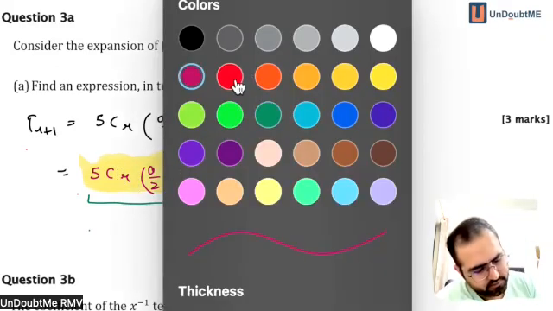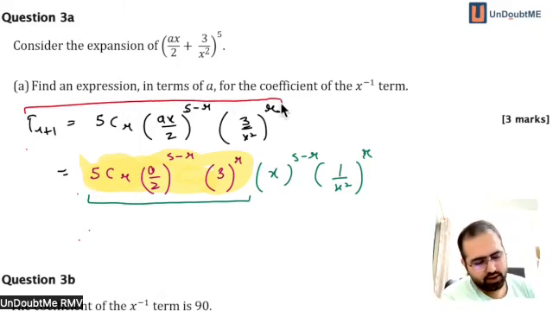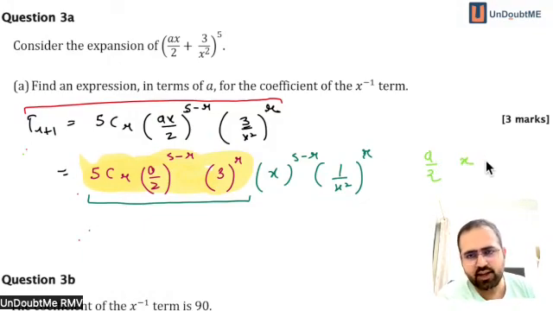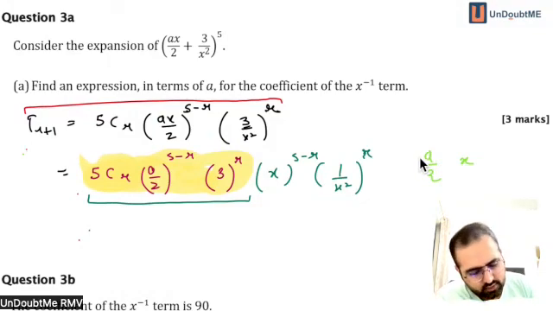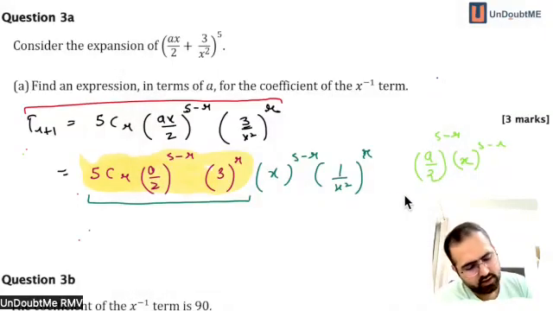Could you re-explain how you got this? I'm slightly confused. Okay, are you clear with this general term? Yeah, I got the general term. Okay, in the general term, look at ax by 2 first. Ax by 2 can also be written as a by 2 and x, in product form. So a by 2 is raised to the power 5 minus r and x is raised to the power 5 minus r. Can I write like this? Yeah. Similarly, the next one is 3 by x square, so it can be written as 3 to the power r and 1 by x square to the power r.